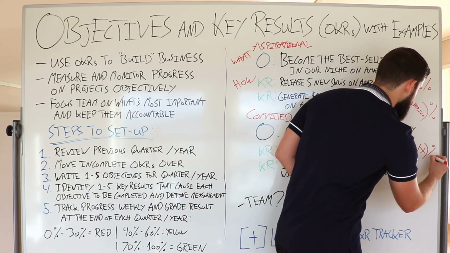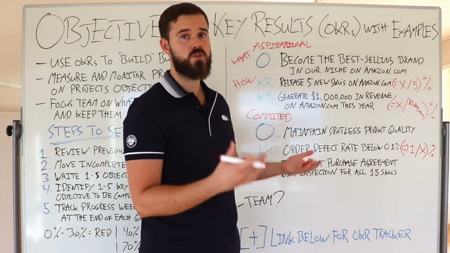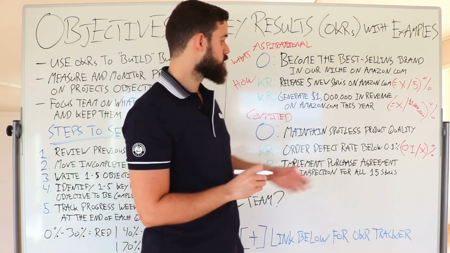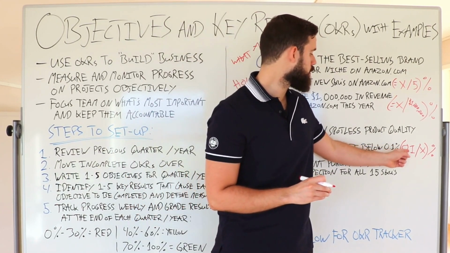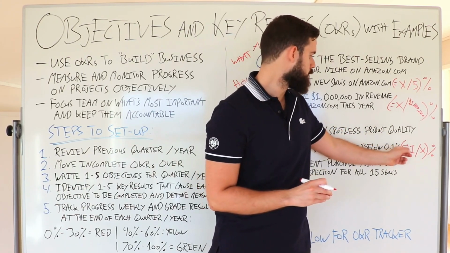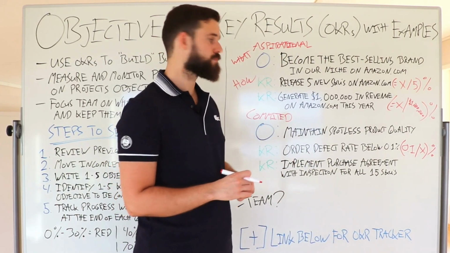And this will give us a percentage. So we always get a percentage. That's how I like to set them up. So it's always a percentage of progress made towards 100%. So in this case, if we are above 0.1%, we're not going to have 100%. If we are below 0.1%, we're going to have 100%. So that's why we set it up like this.